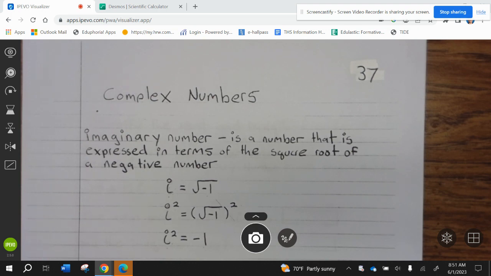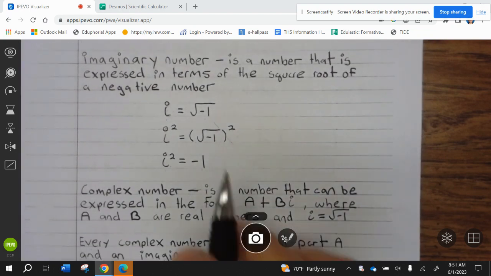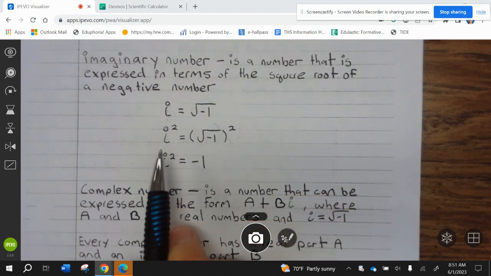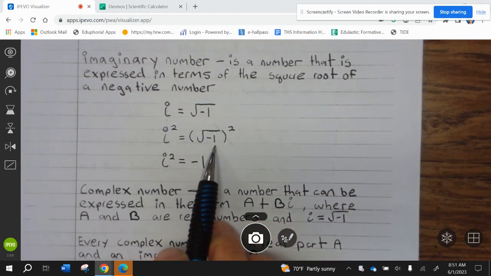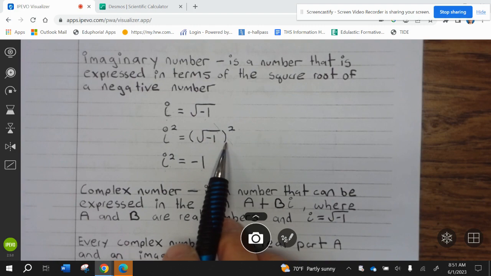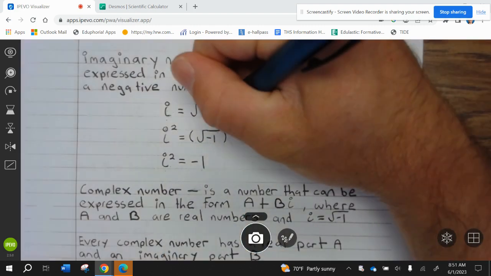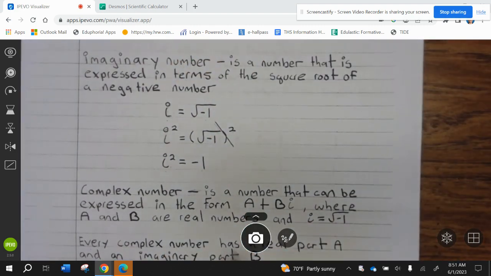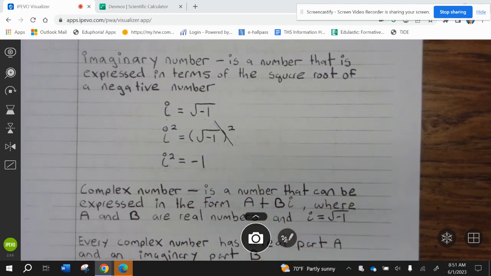Today we're at Journal page 37, complex numbers. An imaginary number is a number that is expressed in terms of the square root of a negative number. So i is equal to the square root of negative 1. i squared, so you square that, well, the square root cancels the squared, so i squared equals negative 1.